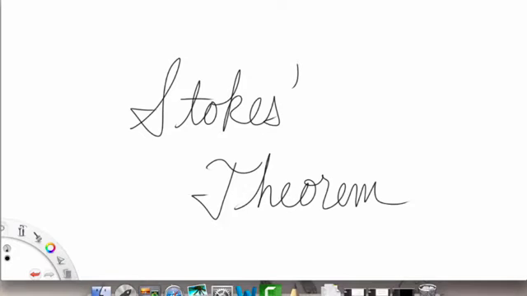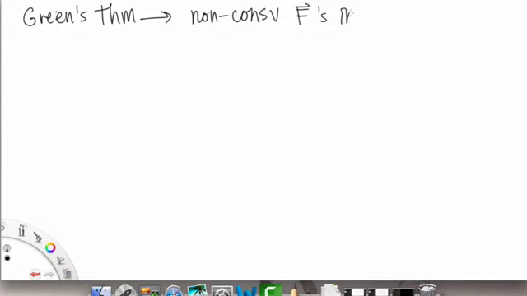Video on Stokes' theorem. I think it's Stokes or Stokes theorem. I'll just call it Stokes. So anyways, as I was saying in the video on Green's theorem, remember how Green's theorem dealt with vector fields, non-conservative vector fields in the plane. So this is two-dimensional, right? So this is the 2D version.